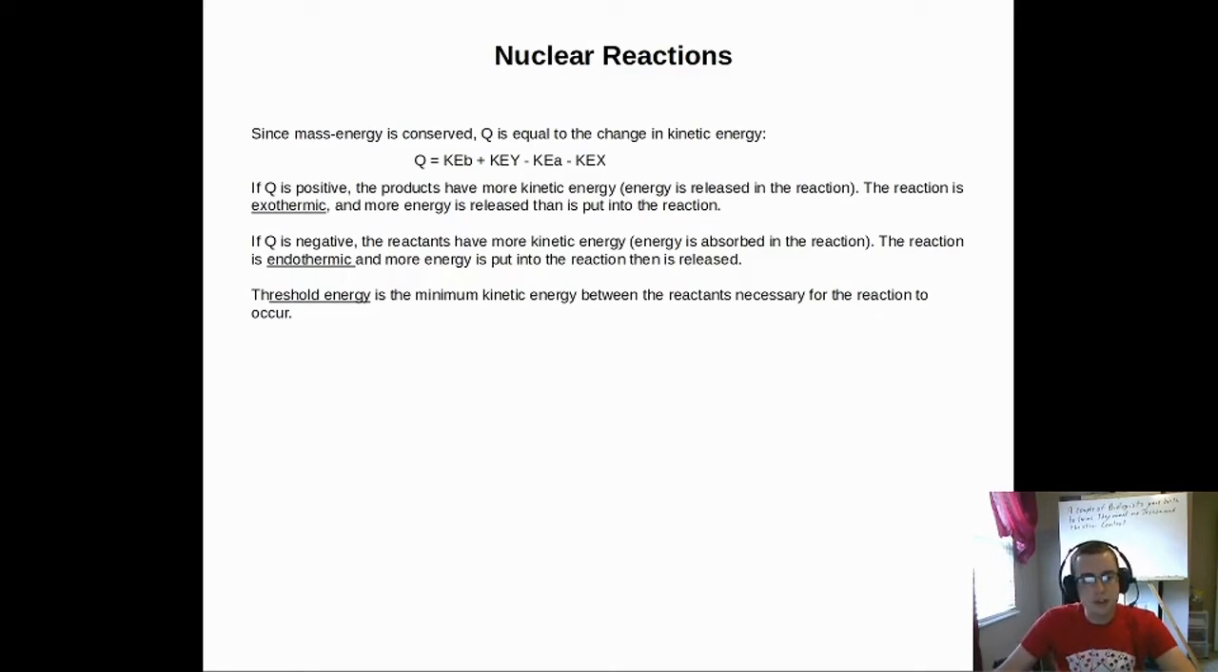And then another key term is going to be threshold energy. And so that's the minimum kinetic energy between the reactants required to get it to occur. So regardless of what the output is, you're not going to get that output until you have at least that minimum input required in order to even get this stuff started.